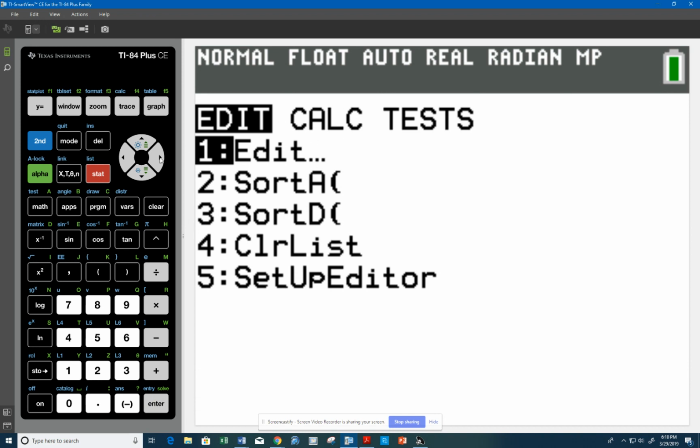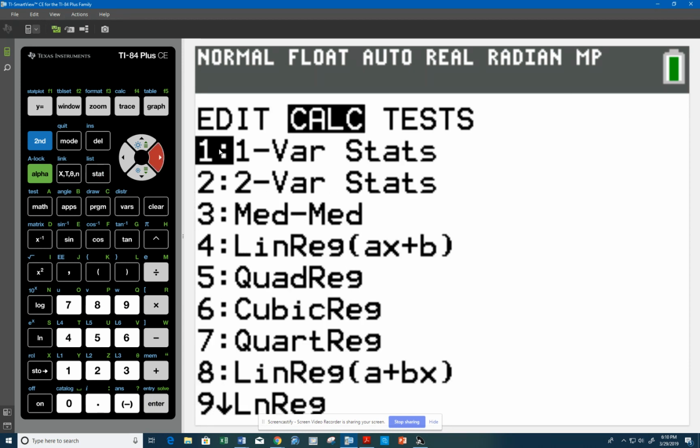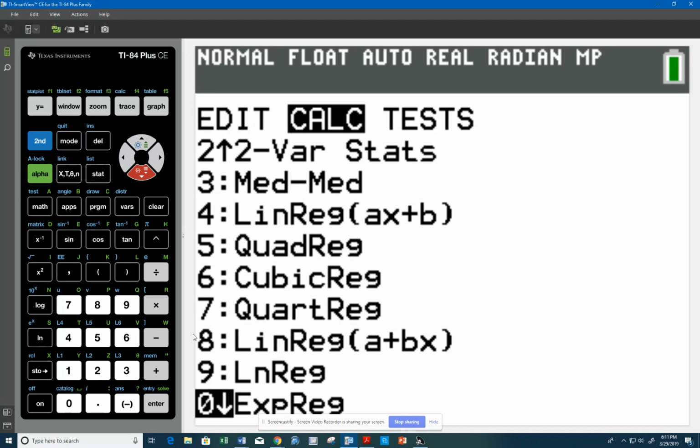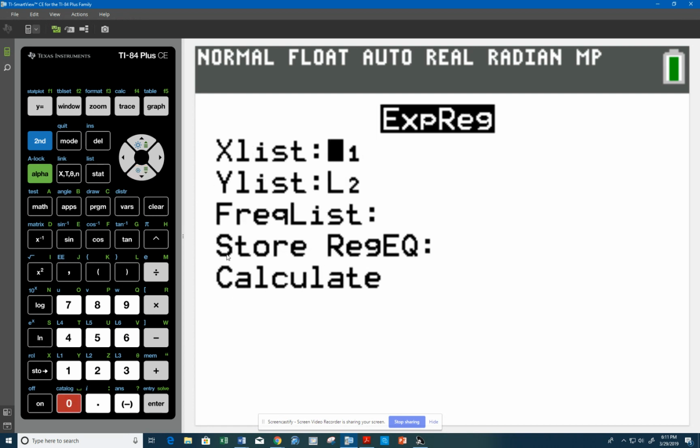We want to go to Calc. And you won't see EXP reg on here. You see it goes 1 through 9, but there's an arrow at number 9. So that means that we're going to have to go down. That means there's more menu that we're not seeing. And this is the one we want, the 0. Okay. So EXP reg, that's exponential regression.